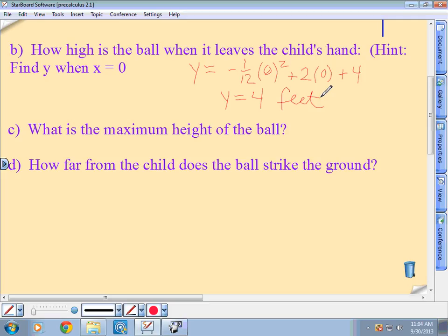So if I throw the ball, it's going to work like a parabola. It's going to go up, and then eventually it's going to lose speed, and it's going to come back down. So it wants to know at its highest point, what's the maximum height of the ball? That's just finding a maximum. So how are you going to do that?